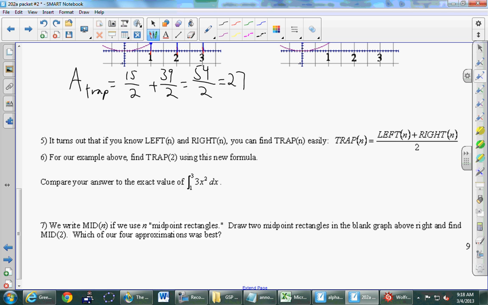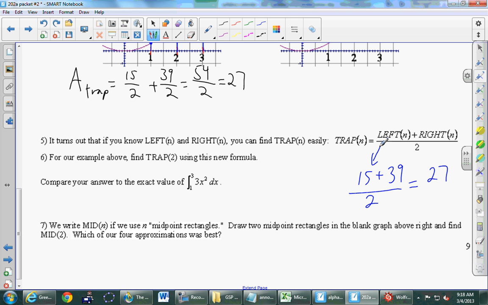Okay, so here's our formula. It just says average the left and the right. So how much was the left up above? It was 15 plus the right one I did, and I got 37, 39, thank you. And we divide that by 2, and we get the same 27 that we got doing trapezoids, right? So if you know the left and the right, just average them. That gives you the trapezoid answer.